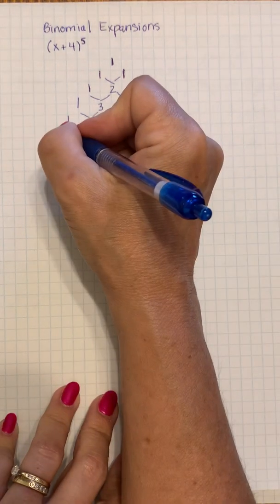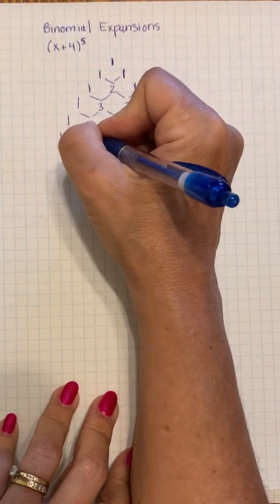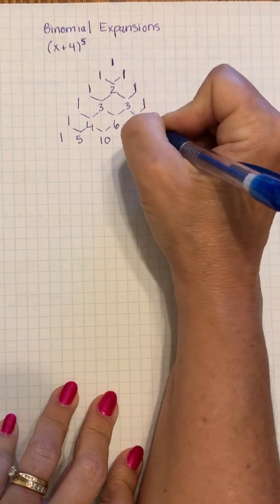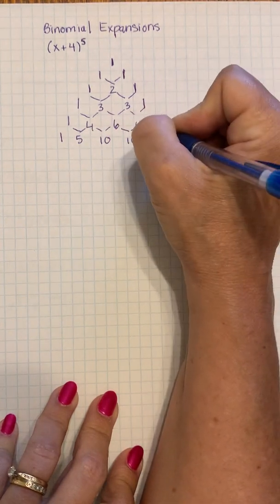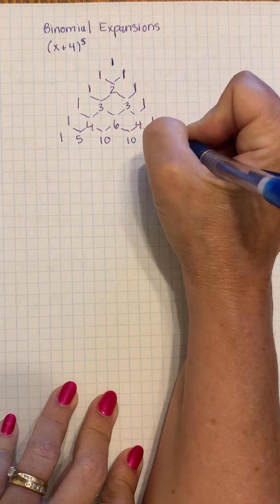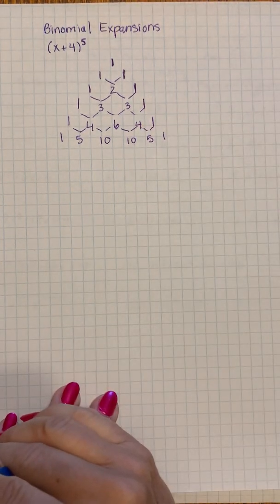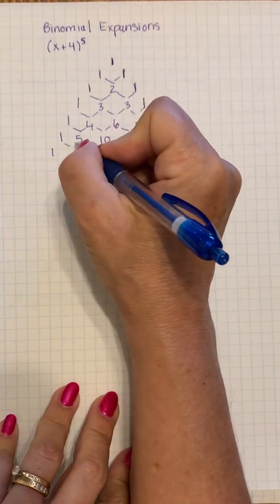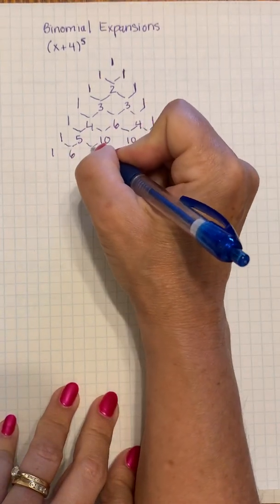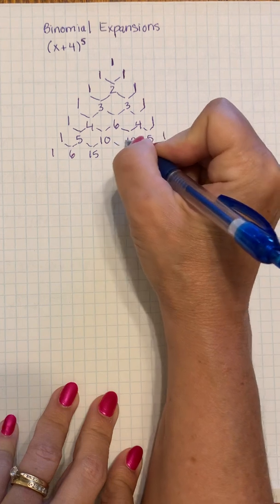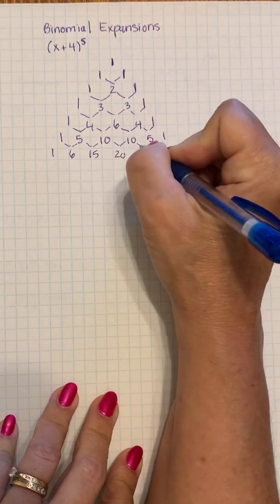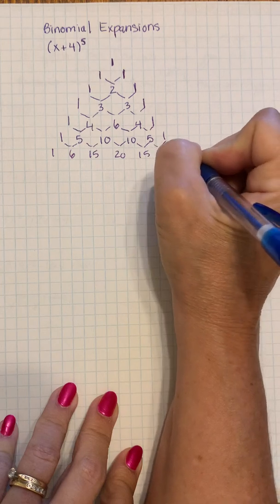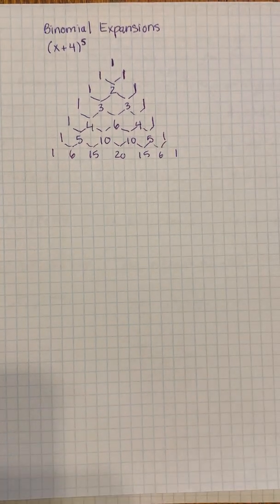So the next row we start with a 1, 1 and 4 is 5, 4 and 6 is 10, 6 and 4 is 10, 4 and 1 is 5 with a 1 on the outside. So let's just do one more. So this will be 1, 6, 15, 20, 15, 6, and a 1 on the outside. And this continues on and on.